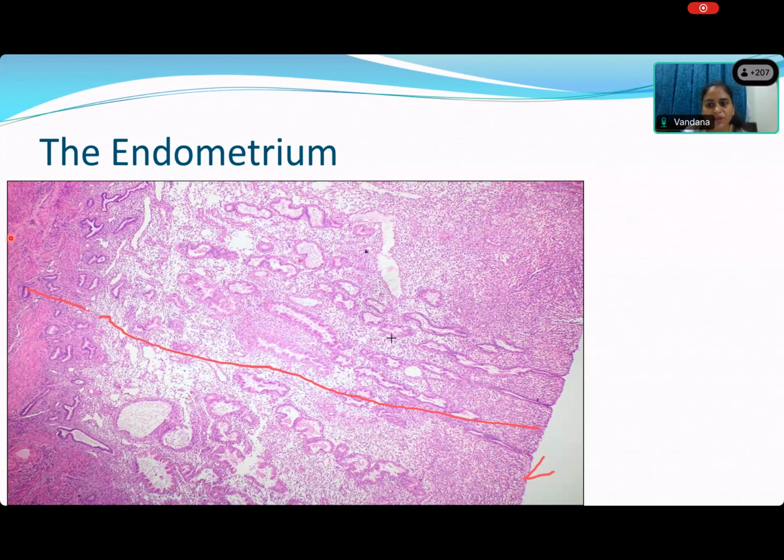No, ma'am. Vandana says no, ma'am, because endometrial lining is not present in the curettage. Yes. So Vandana, that is absolutely right. See where the basalis is. The basalis is way down in the endometrium.